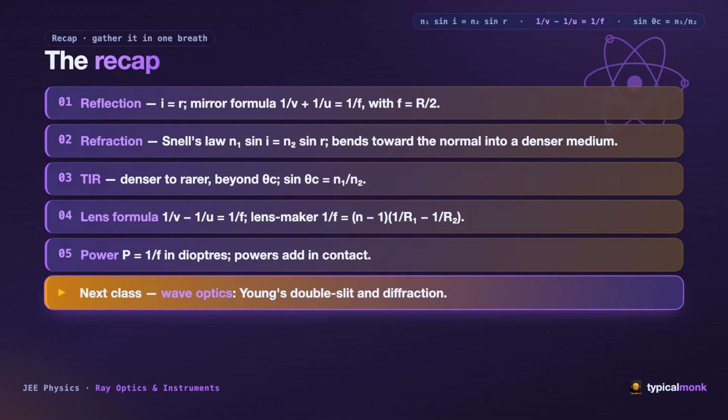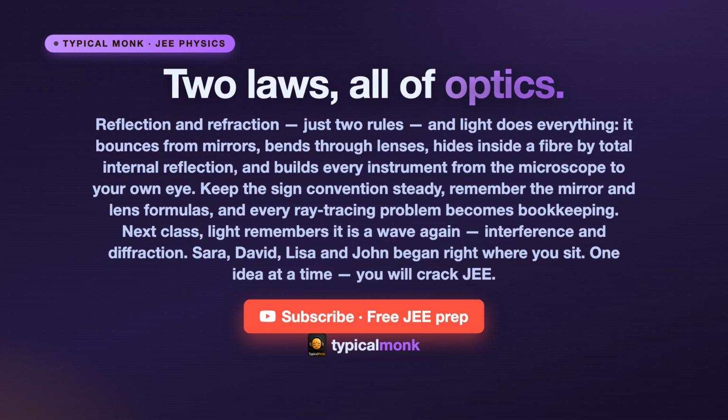Next class, wave optics, Young's double slit, and diffraction. Reflection and refraction, just two rules, and light does everything. It bounces from mirrors, bends through lenses, hides inside a fiber by total internal reflection, and builds every instrument, from the microscope to your own eye. Keep the sign conventions steady. Remember the mirror and lens formulas, and every ray-chasing problem becomes simple bookkeeping.